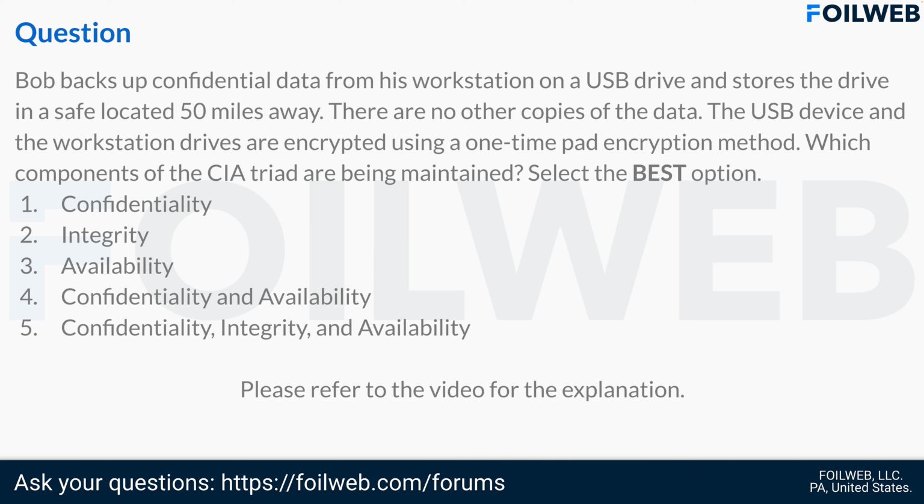Okay, let's take a look at a few questions now. Bob backs up confidential data from his workstation on a USB drive and stores the drive in a safe located 50 miles away. There are no other copies of the data. The USB device and the workstation drives are encrypted using a one-time pad encryption method. We will cover one-time pads in more detail in a different video.